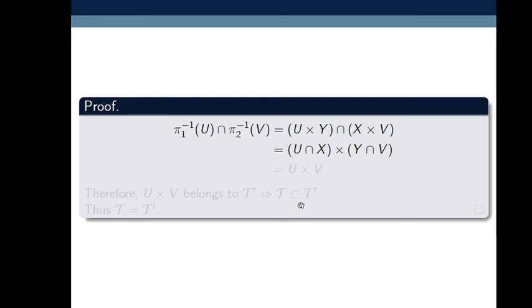So earlier we proved that tau dash is contained in tau, and here we proved tau is contained in tau dash. So using those two inclusions, we say tau is equal to tau dash. This proves the theorem.